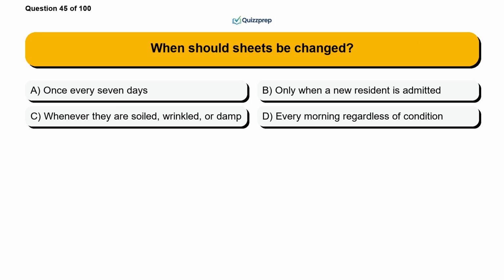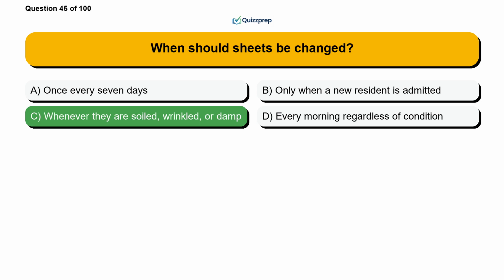Question 45. When should sheets be changed? Option A, once every 7 days. Option B, only when a new resident is admitted. Option C, whenever they are soiled, wrinkled, or damp. Option D, every morning regardless of condition. The correct answer is option C. Whenever they are soiled, wrinkled, or damp.